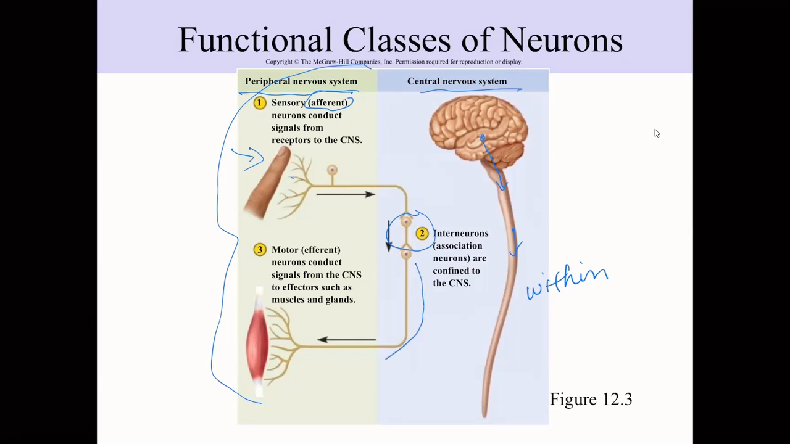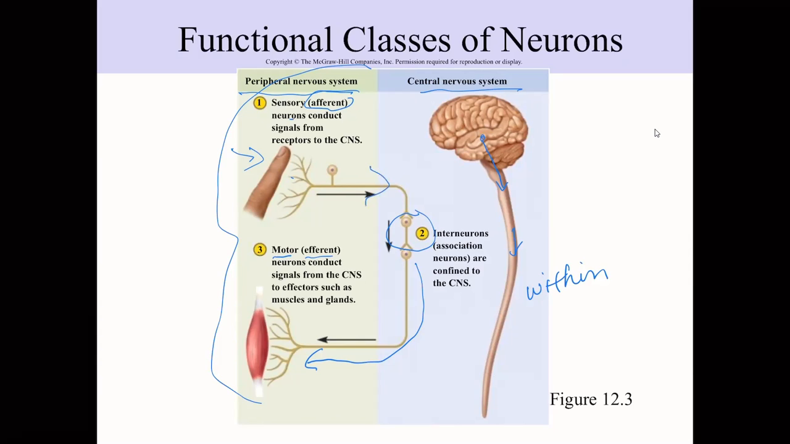And then information is going to come out, and we're going to have motor or efferent neurons, and they're going to take the information to the muscle in your finger and your arm, and it says, move your finger away from that glass because you're going to cut yourself. So sensory, afferent, the right way is afferent, and then there's interneurons, and then there's motor. So sensory is going to come in, and motor is going to come out.